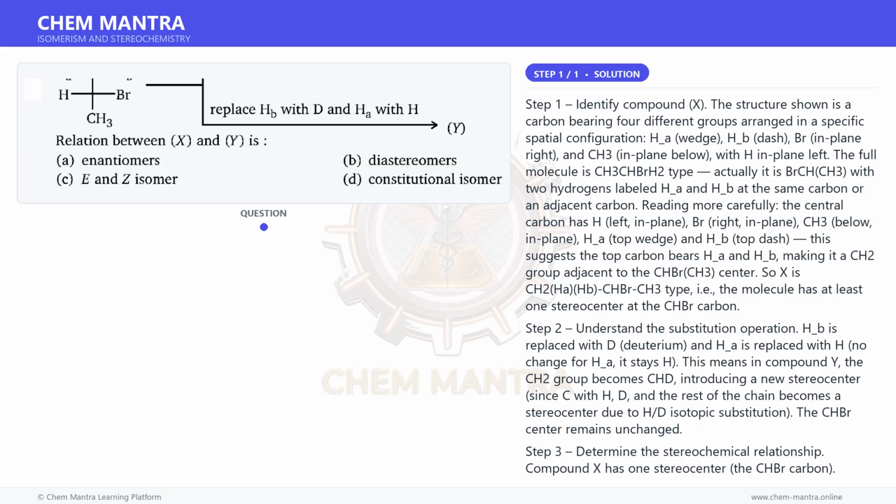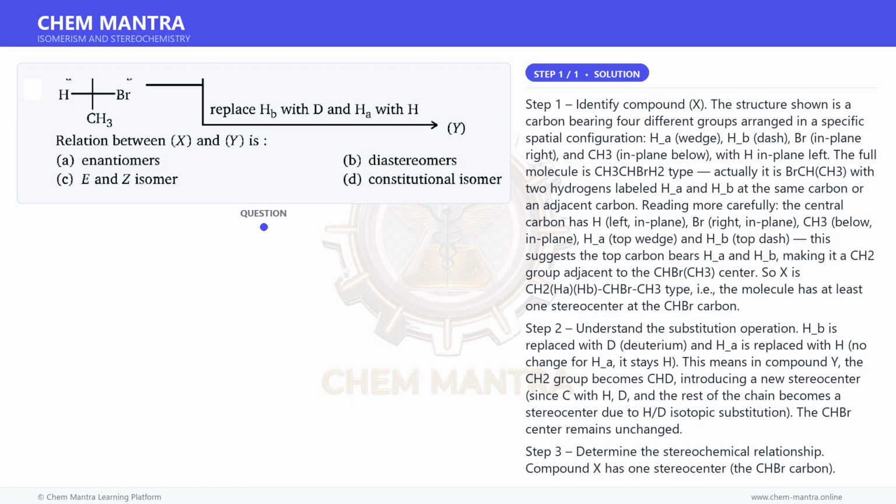Step 2. Understand the substitution operation. H_B is replaced with D, deuterium, and H_A is replaced with H. No change for H_A, it stays H.